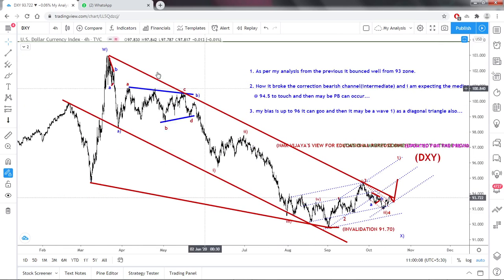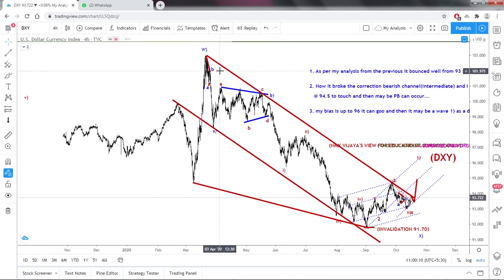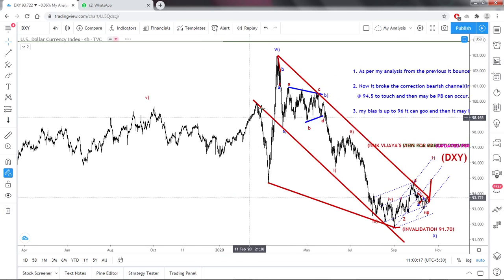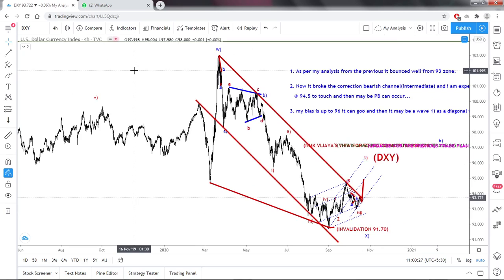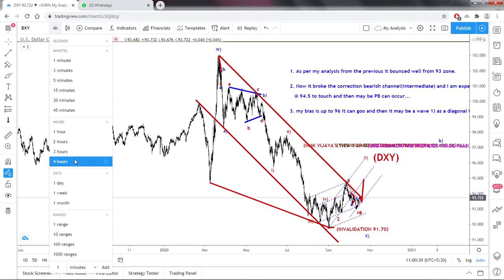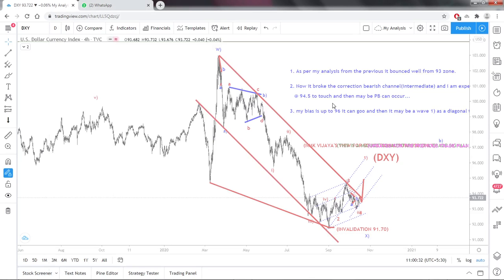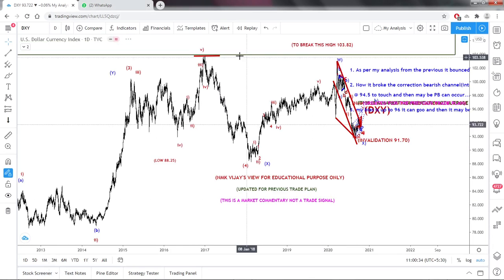So my positional view, if you are following me regularly every week and watching my videos, is that I took this as a triangle in the B wave and we are on the C wave. That is why I have taken this as a diagonal triangle. The C wave could be an ending diagonal triangle, and it has to break my 103.82. It has to break this for my positional target to hit.